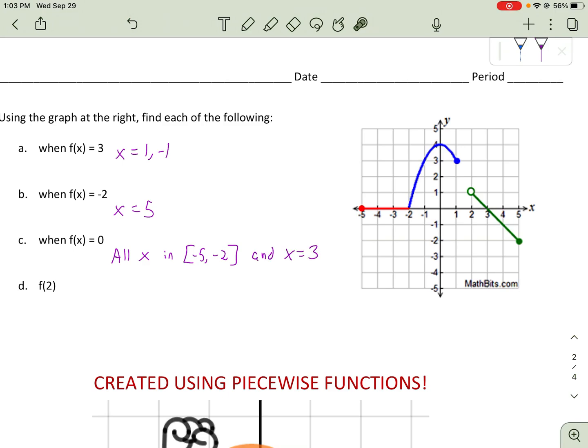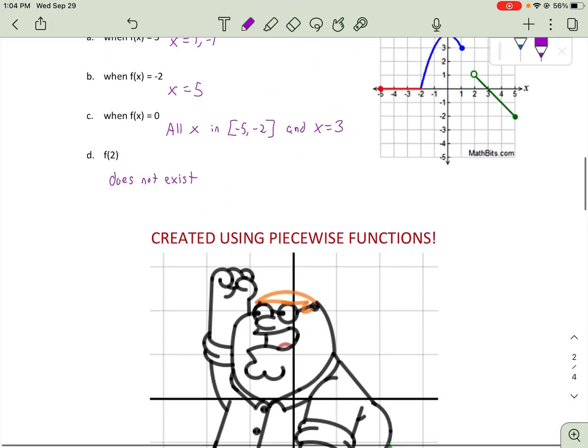Okay, and then f of 2, that's me giving you the x value. You would find y. So when x is 2, what's my y value? Well, you might think it's this one, but there is no y value here because it's a hole. So there isn't one, does not exist, no solution, or not a solution, but because we didn't solve anything. But you can just say does not exist or there is no y value there. And that's it for piecewise functions.